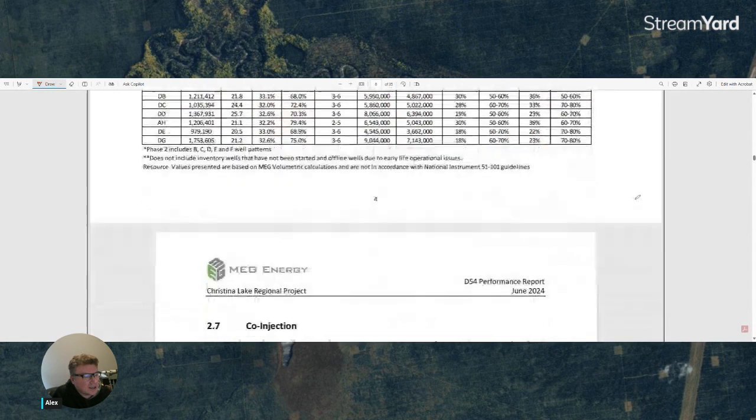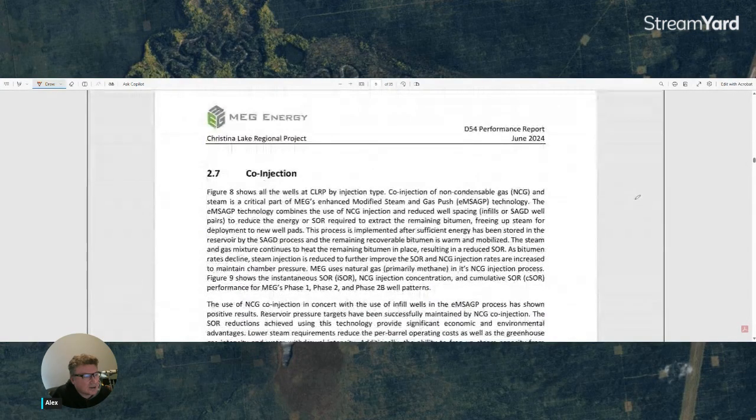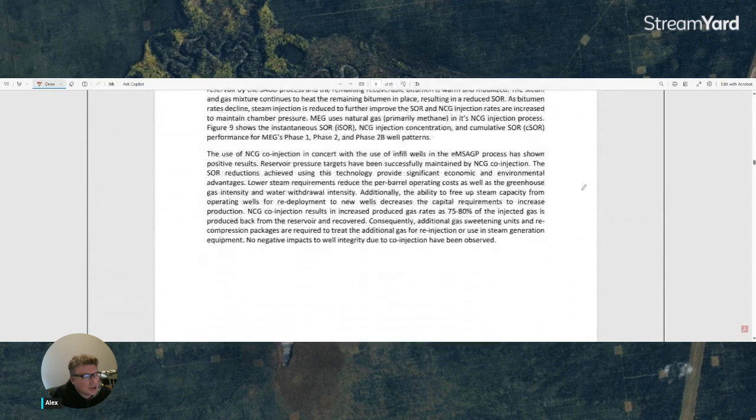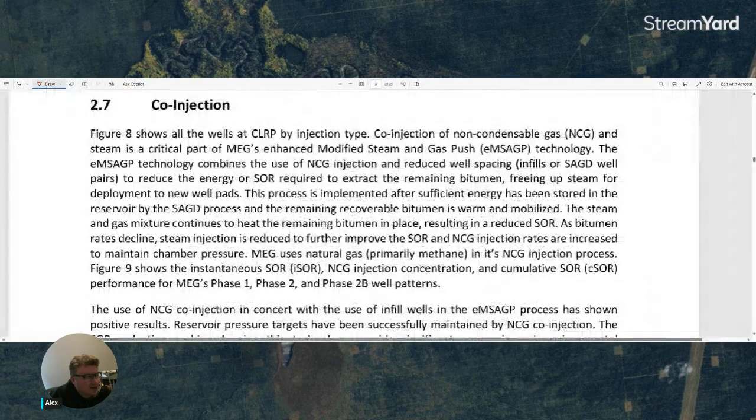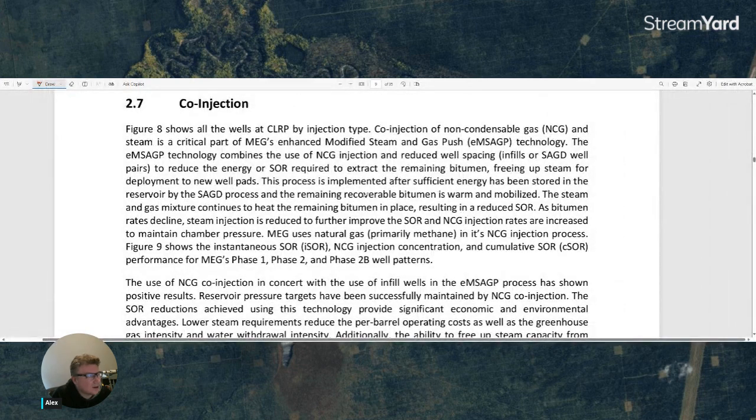Okay, so now I want to get a little bit more tactical about NCG co-injection. And let's talk about what the text here says. Oh, okay, so figure 8 shows all the wells by injection type. Co-injection of non-condensable gas, NCG, and steam is a critical part of MEG's enhanced modified steam and gas push, eMSAGP, technology.